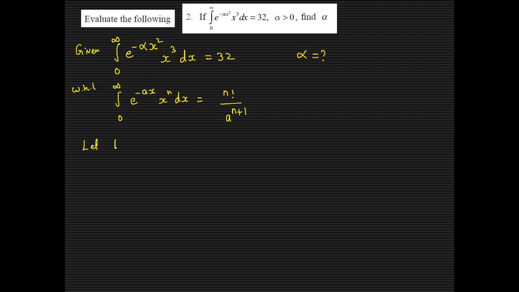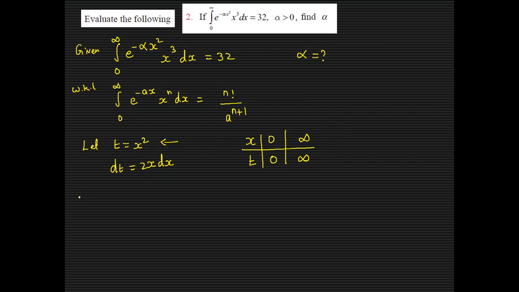So let t is equal to x square. We are substituting t is equal to x square in that given equation. So what is dt? When you differentiate x square, dt is equal to 2x into dx. Now we have to go for the limits. When x is 0, the value of t is also 0. And when x is infinity, the value of t is also infinity, since infinity square is also infinity.